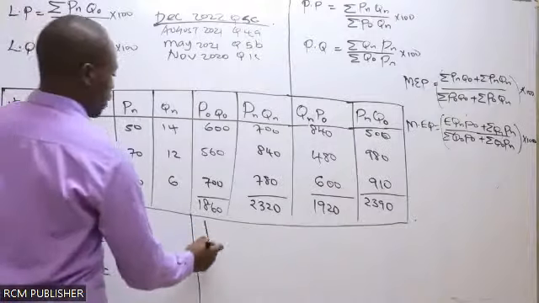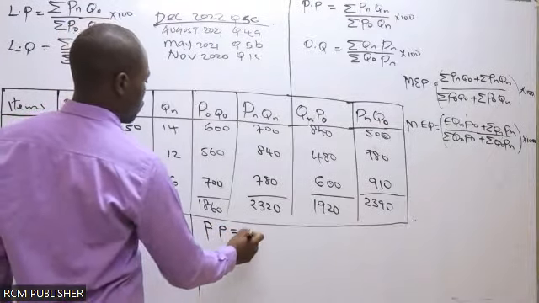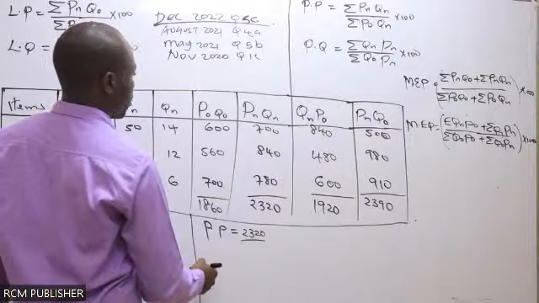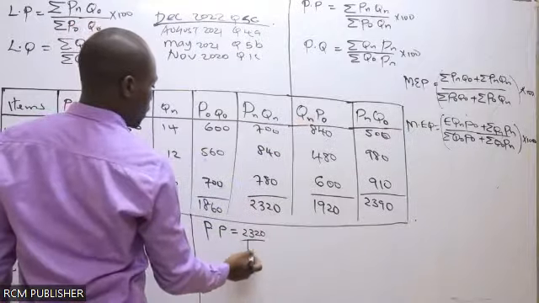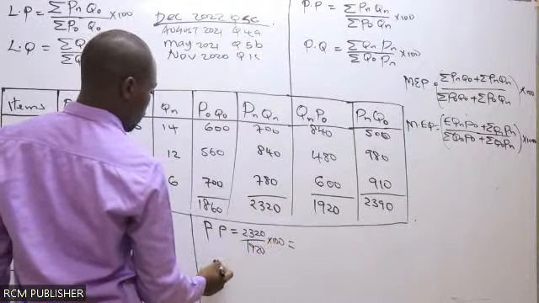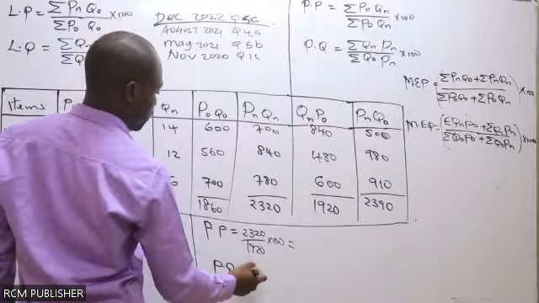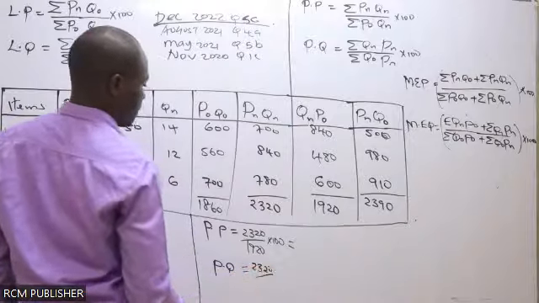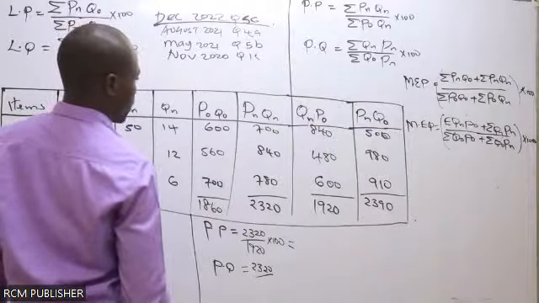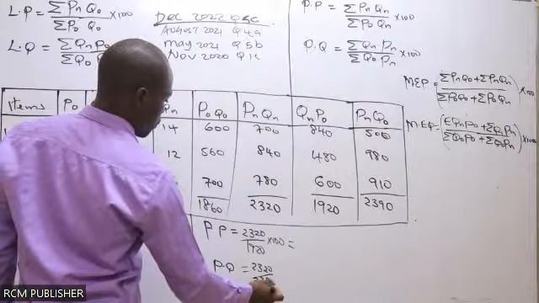When you come to PP, it is equal to summation of PNQN, 2320, over POQN, 1920. Then we have PQ, QNPN over QOPN, 2390, as a percentage.